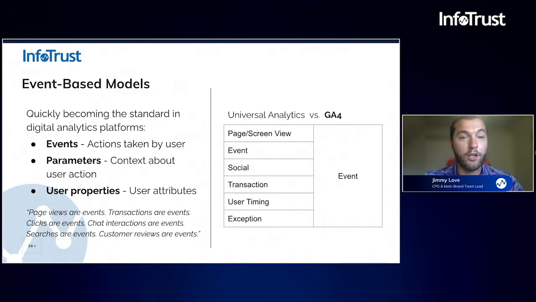And just to quickly showcase how big of a difference an event-based model can make in simplifying reporting, many of the common data points we know so well from Universal Analytics have actually all been replaced with an event. So page views are now events, along with transactions, internal clicks, chat interactions, site searches, form submissions, customer reviews. Really, just about any interaction on your website or app will now be an event with GA4.